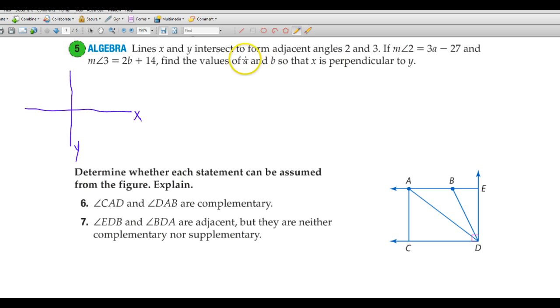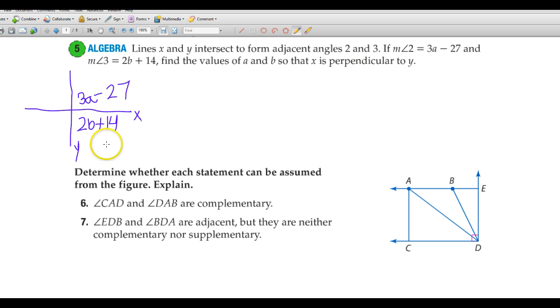And the measure of angle 2 is 3A minus 27, so we'll put that right here. And the measure of angle 3 is 2B plus 14. And it says that 2 and 3 are adjacent angles. So here we have them adjacent. They have a common side, common vertex, no common interior points.